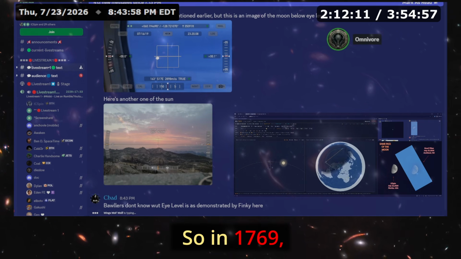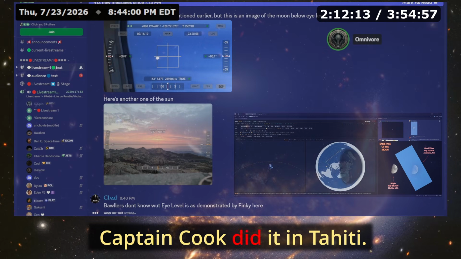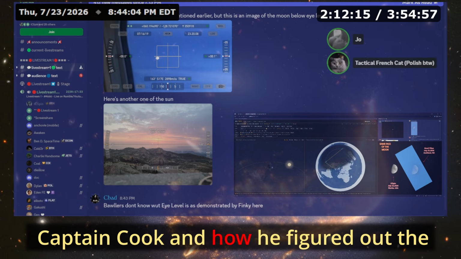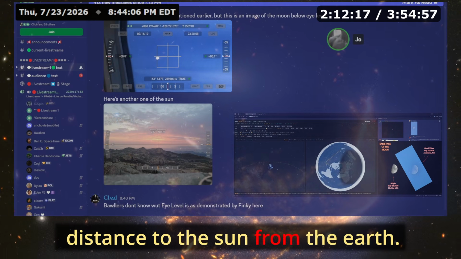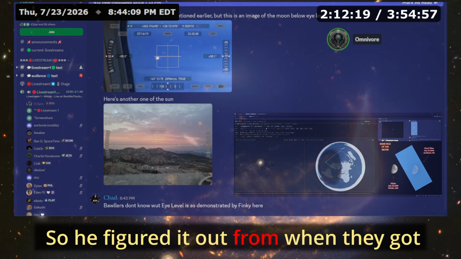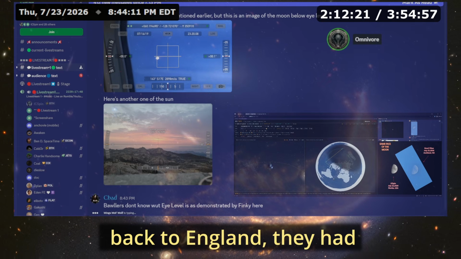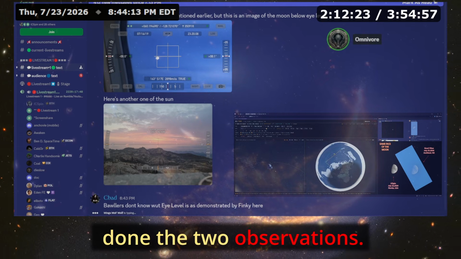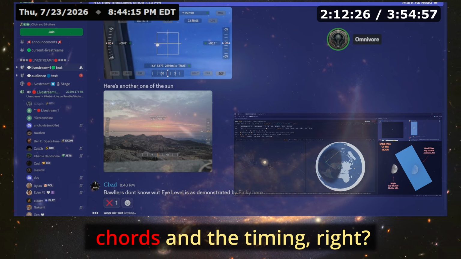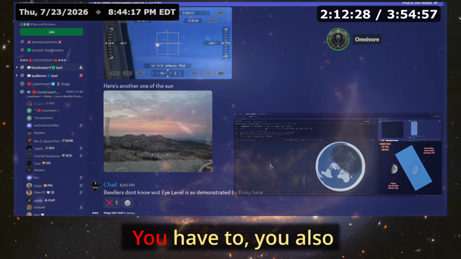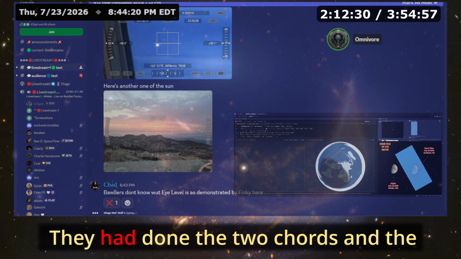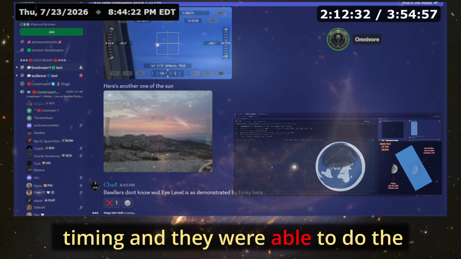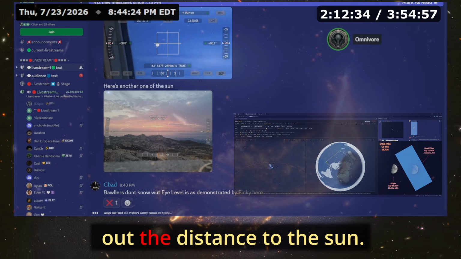So in 1769, that's when Captain Cook did it in Tahiti, and how he figured out the distance to the sun from the Earth. When they got back to England, they had done the two observations. So they had the two chords and the timing, right? You also have to know the timing. They were able to do the trigonometry to figure out the distance to the sun.